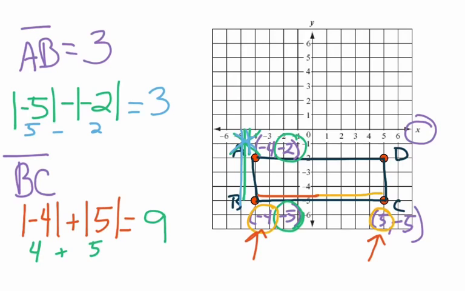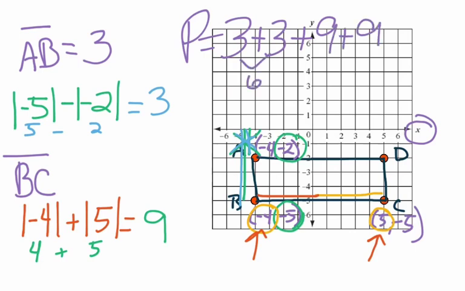Can go back and forth on those. So let's find the perimeter now. Okay, we know that for perimeter, we would add all the sides. So I'm going to do 3 plus 3 plus 9 plus 9. I know 3 and 3 make 6. 9 and 9 make 18. That means we have a perimeter of 24 units.